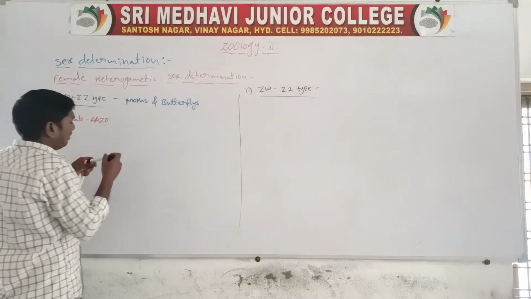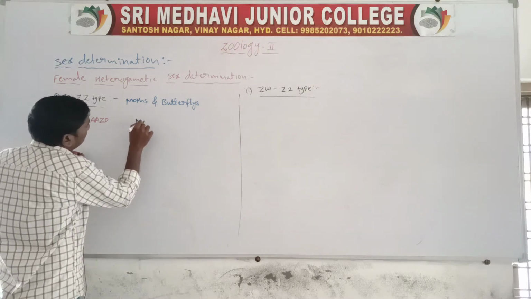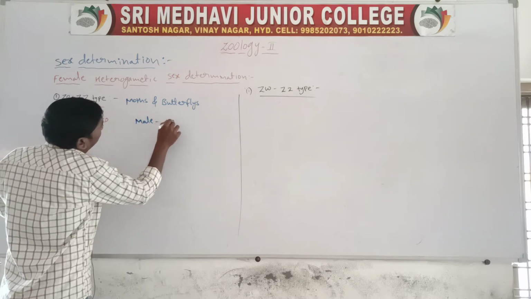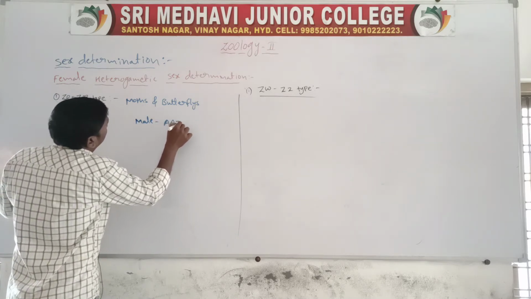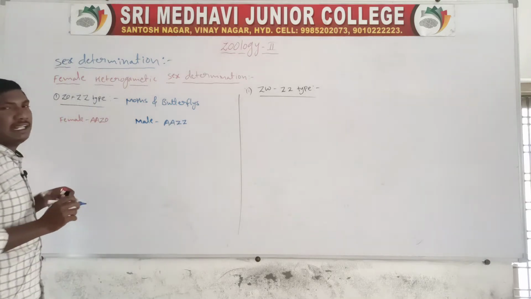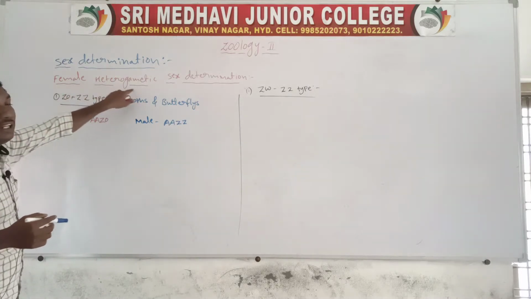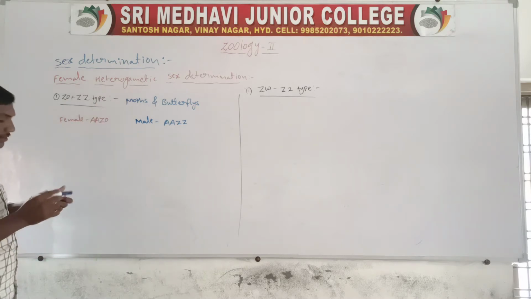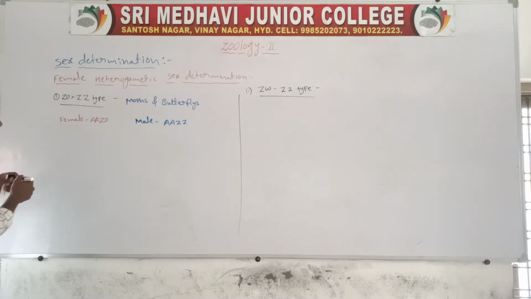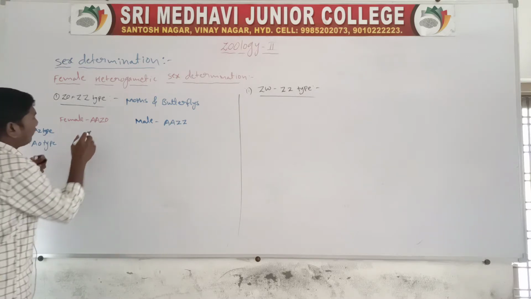Next, the male individual is AA ZZ. So the females are heterogametic. In this type, the female produces gametes: 50% AZ type and 50% A0 type. So there are two types of gametes.